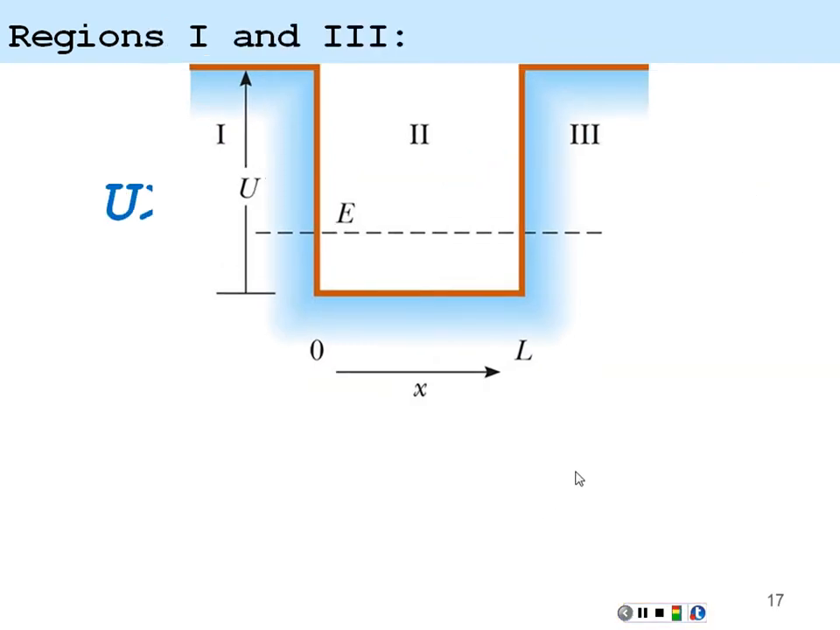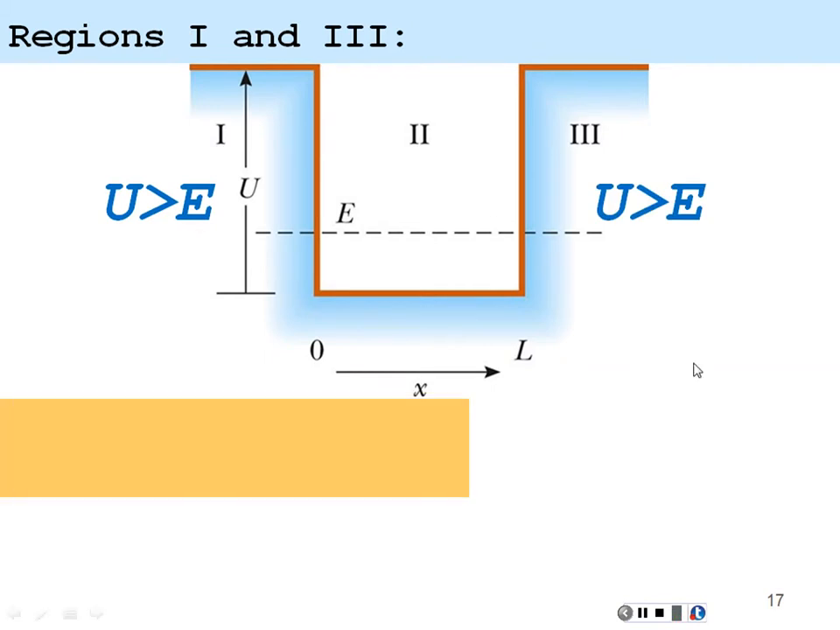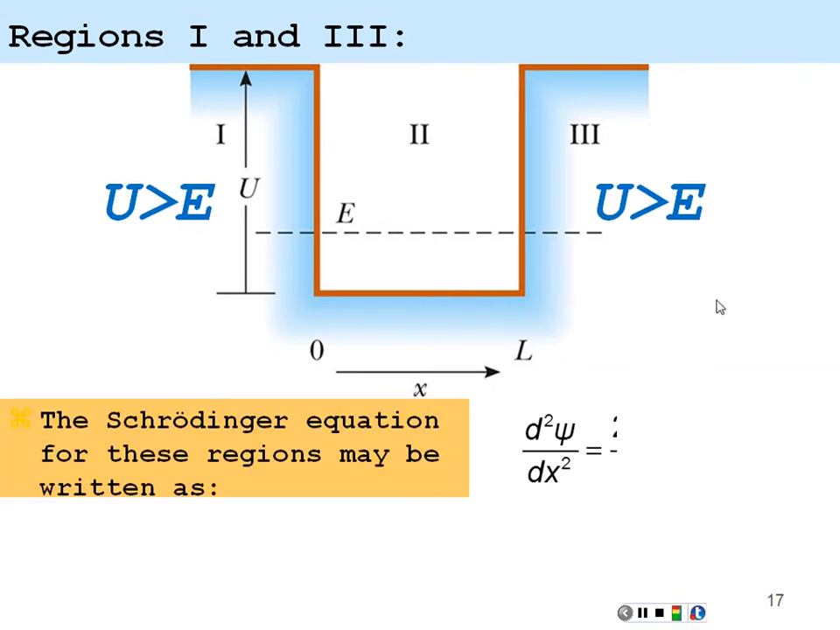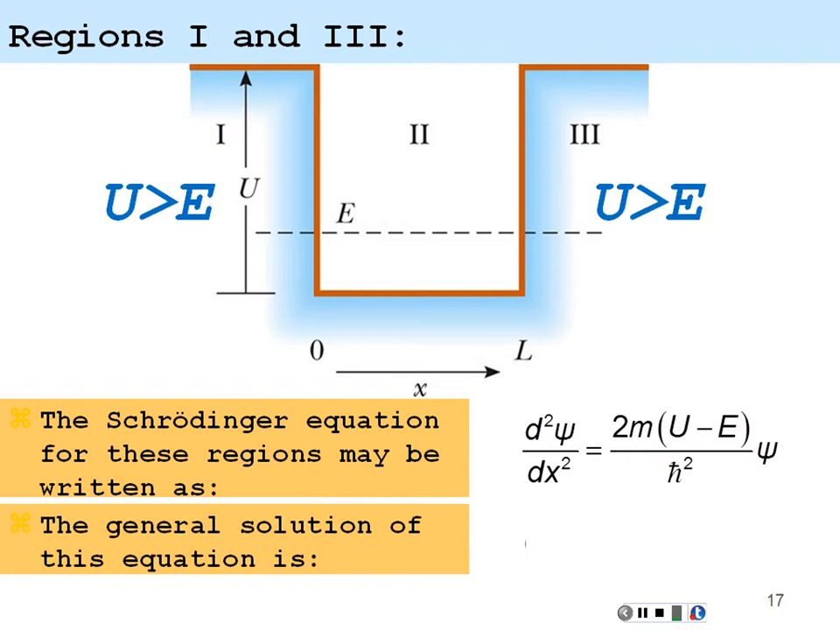If I look at regions 1 and 3, where the potential energy is greater than the energy of our particle, the Schrodinger equation for these regions would look like this. The second derivative of psi with respect to x equals 2m times the potential energy minus the energy of the particle, over h bar squared, times psi. Again, a second order differential equation. And the general solution in this case would be a e to the cx plus b e to the negative cx, where c is the square root of 2m times U minus E over h bar squared.